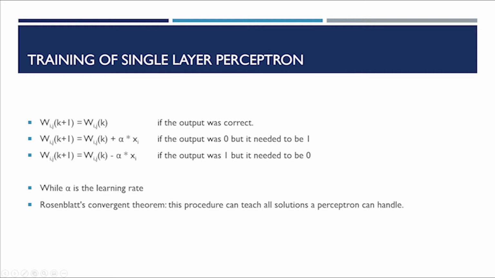The algorithm works as follows. If the output was correct, we don't have to change anything for the weight. If the output was 0, but it needs to be 1, we have to add alpha times x. And if it was 1, but it needed to be 0, we have to subtract alpha times x. Alpha is the learning rate. It is needed to secure near solutions from getting distracted far away again. This learning procedure can teach all solutions a perceptron can represent. This is proven by Rosenblatt.